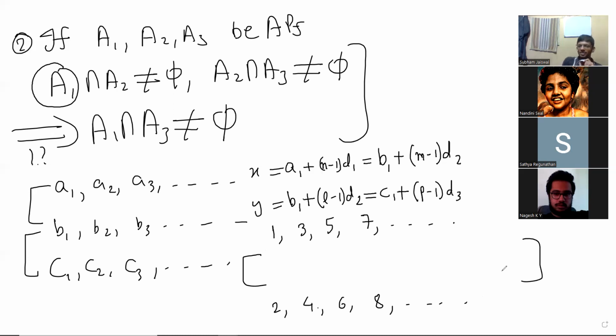What about just a straight consecutive sequence? 1, 2, 3, 4, 5, 6, 7, 8. Yes, it will have common terms, absolutely. So then you got the answer, right? The answer is no. So you have just merged the sequences like this, right?